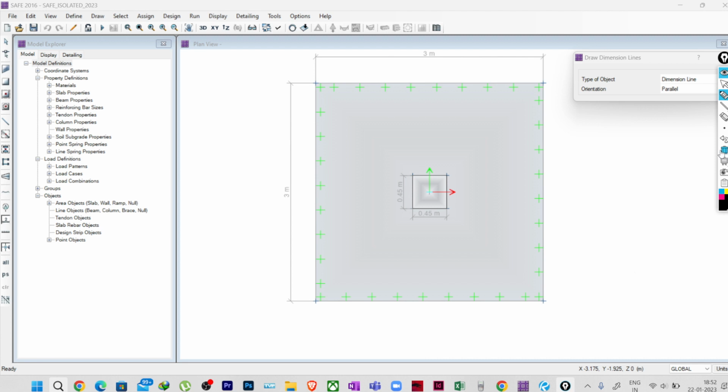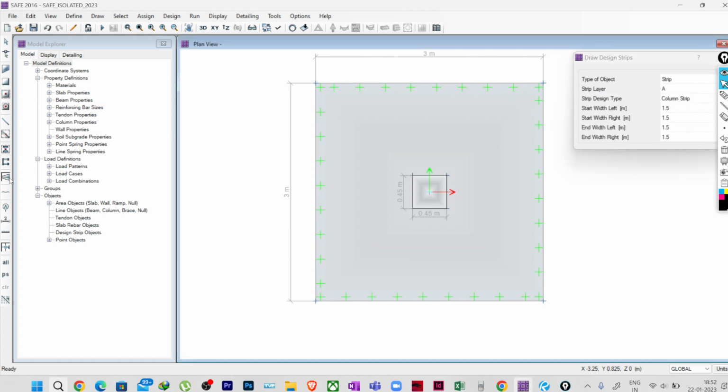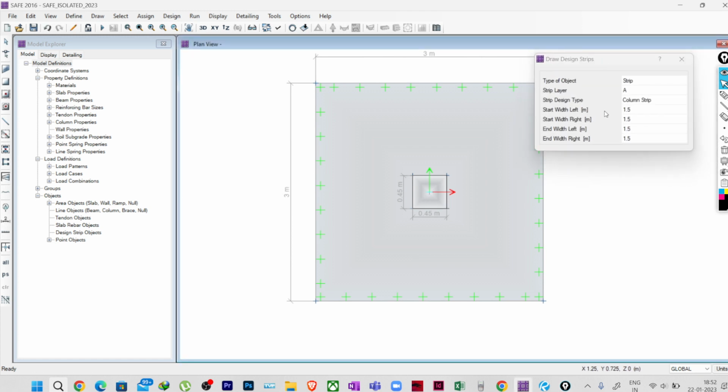So let us draw the strips. How will we be drawing? Let us click on this. Now our strip will be column strip. The layer we are making A, as we are drawing from this direction. Start with how much? So 1200. That means at one end it will be 600 on one side, so 0.6, in meter. Start with right, it will be 0.6. Same for the right also, 0.6 and 0.6.